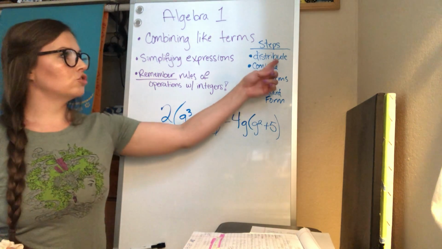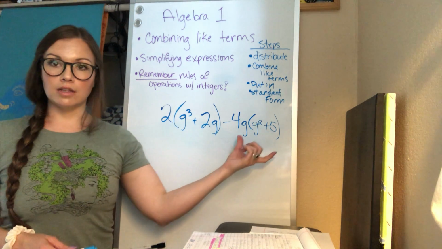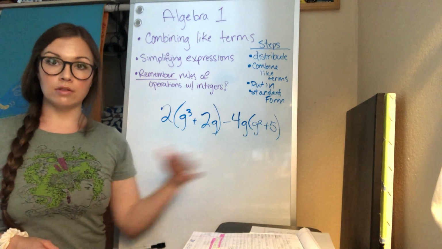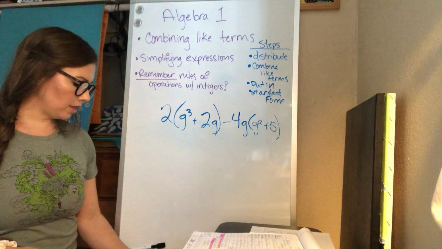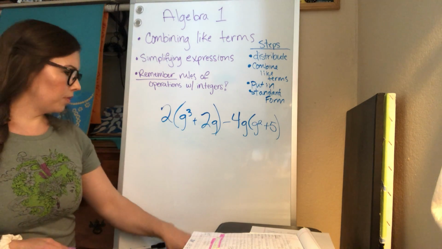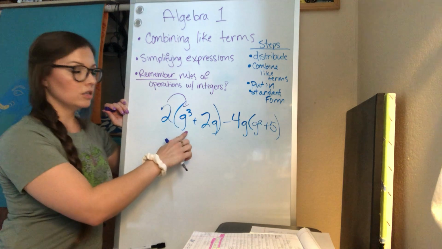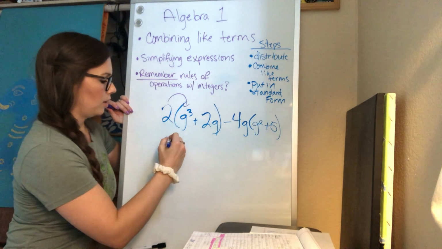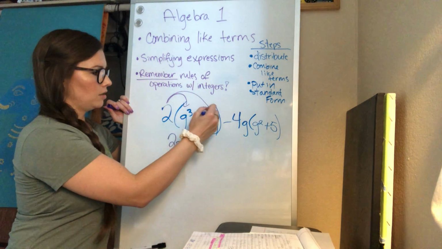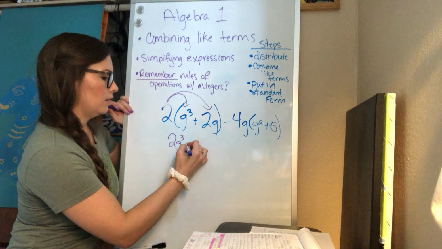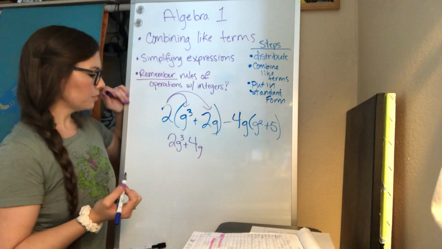Okay, so first we have to distribute, right? We can't start combining all these terms because we've got parentheses and we've got things that are not with all the things they need to be with, so we need to first distribute, okay? So when we distribute, we take that 2, we multiply it by g cubed, so it becomes 2g cubed, and we take that 2, we multiply it by 2g, so it becomes positive 4g, right?